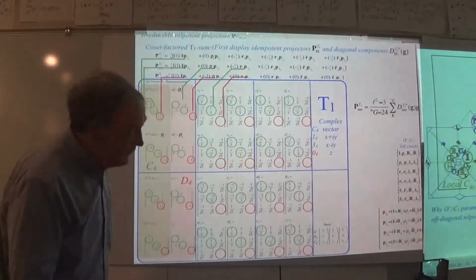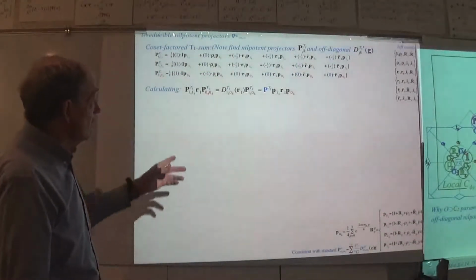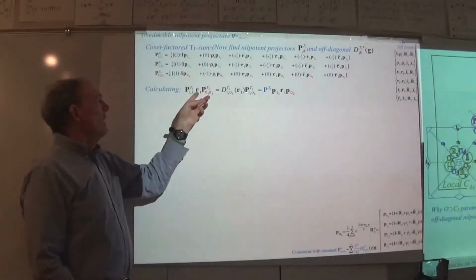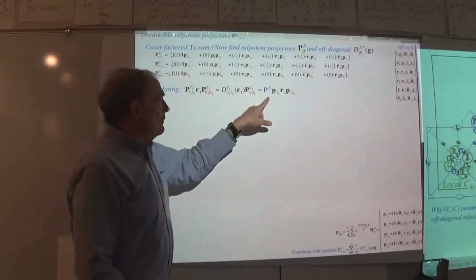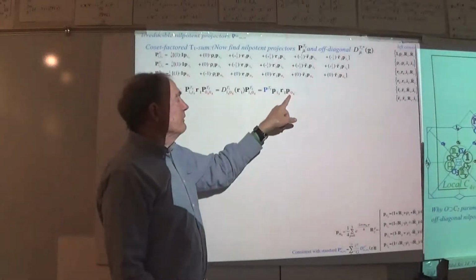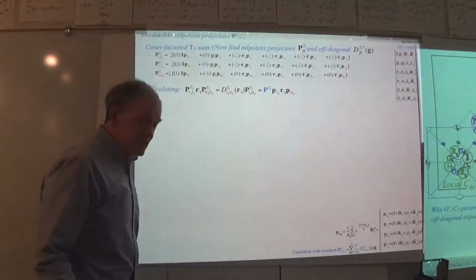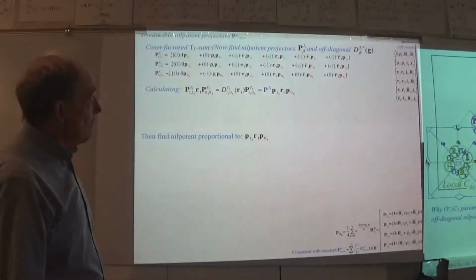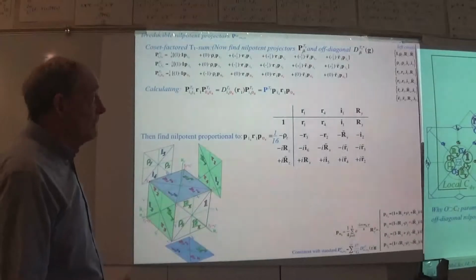So the rest of this I'm just going to rush through, because basically what it's going to be doing is saying, I don't want to do 24 times 24 things. I'm going to just do it with this subgroup, in this case C4. That's a lot easier. Find a nilpotent proportional to it. That will be the nilpotent we're looking for.